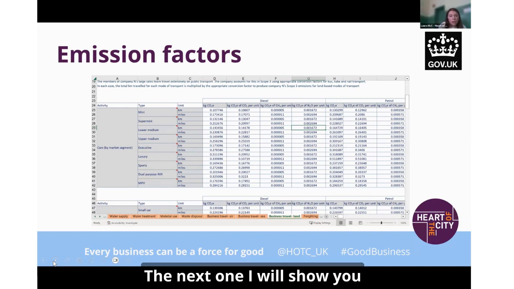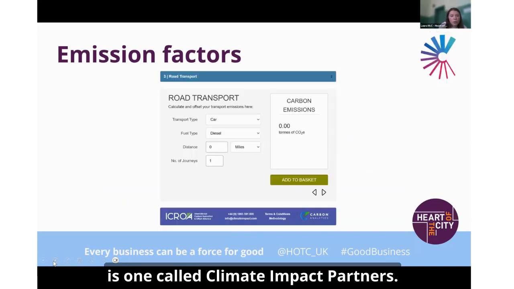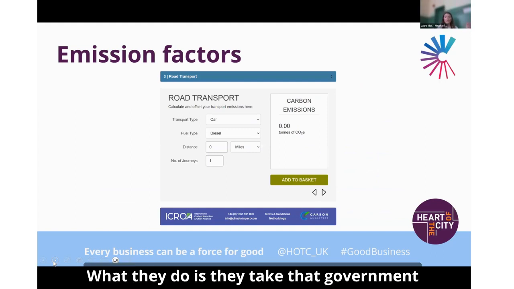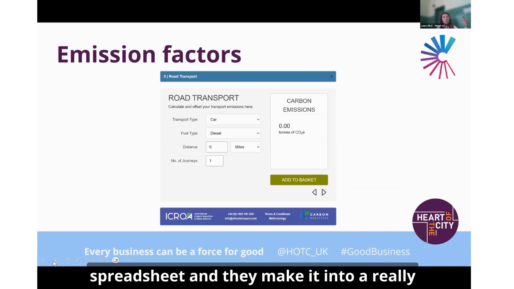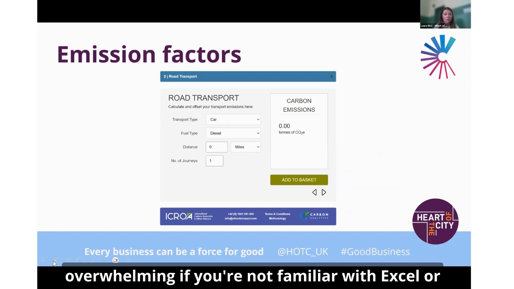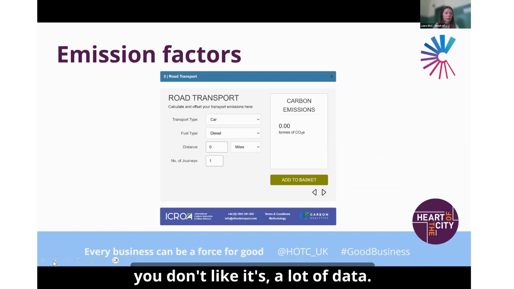The next one I will show you is one called Climate Impact Partners. They have something called a small business calculator. What they do is they take that government spreadsheet and make it into a really user-friendly way, because the spreadsheet's quite overwhelming if you're not familiar with Excel or you don't like it. It's a lot of data.